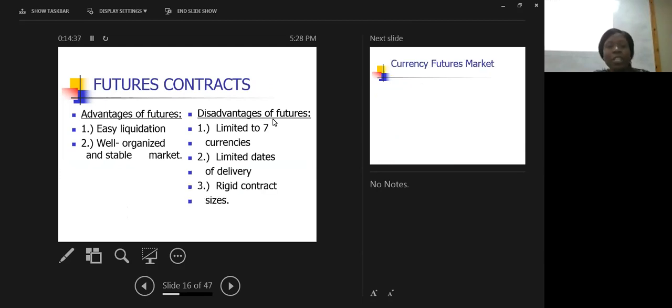So this slide here just talks about the advantages and disadvantages of futures. Futures contracts: the advantages are easy liquidation and a well-organized and stable market, all right?